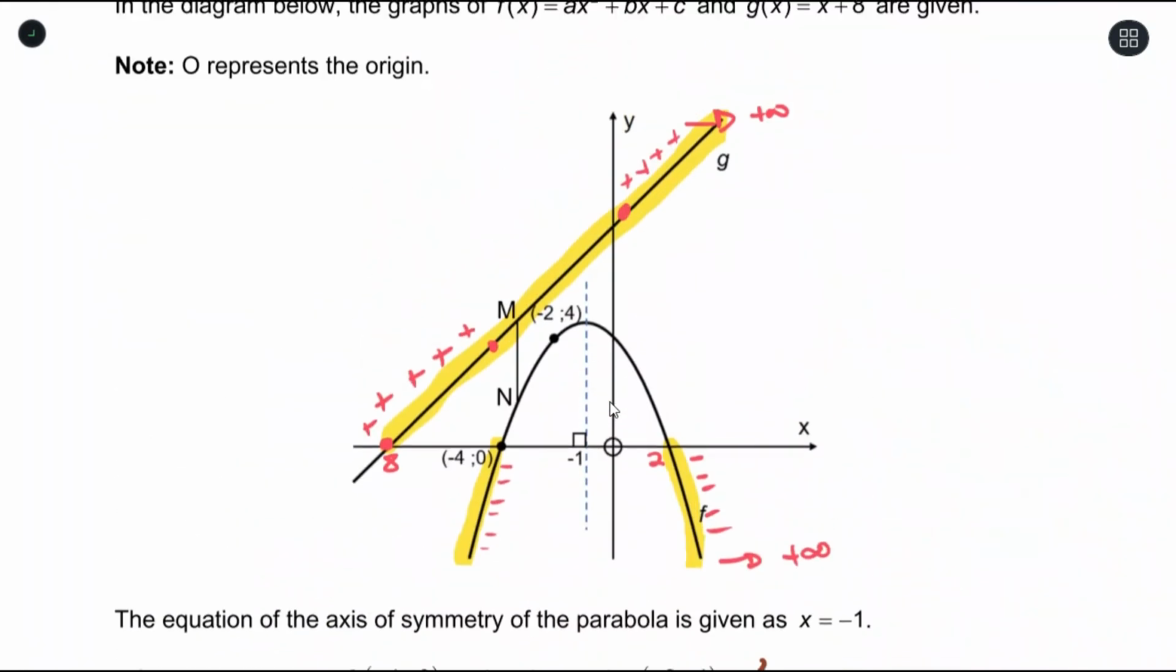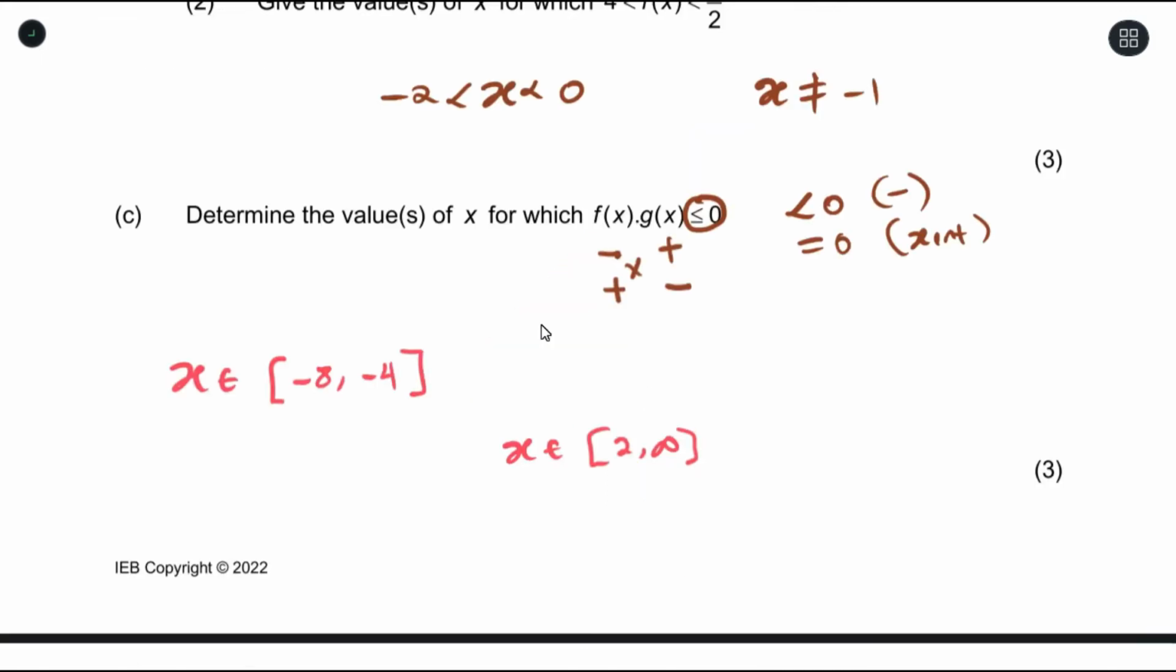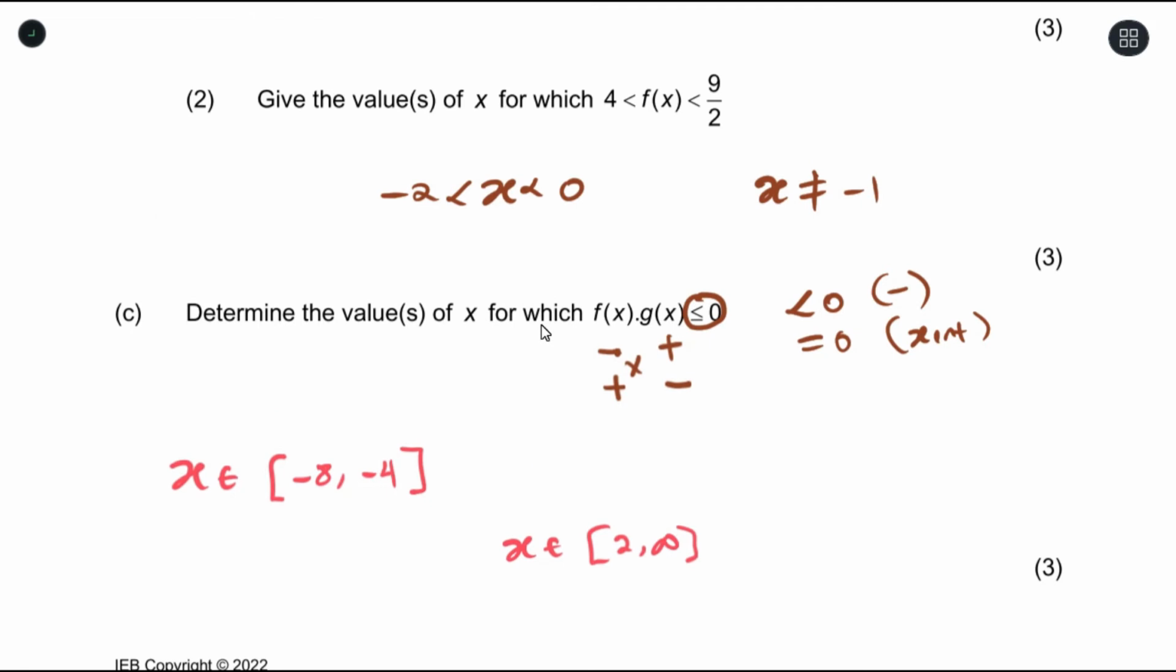Okay? There is no part of our graph where the parabola is positive and the straight line is negative, because as you can see just above the graph from negative 2 to 4, your parabola here is positive, and this one over here is also positive at the same time. So we'll say these are our two answers. x is an element of negative 8 to negative 4, and x is also an element of 2 to positive infinity. And those will be our answers.